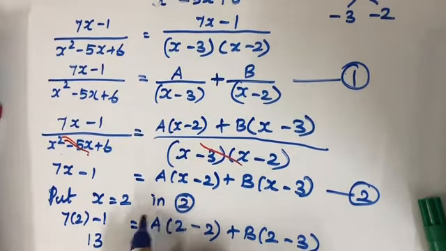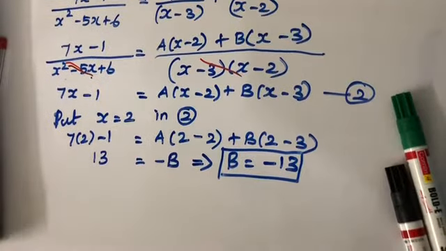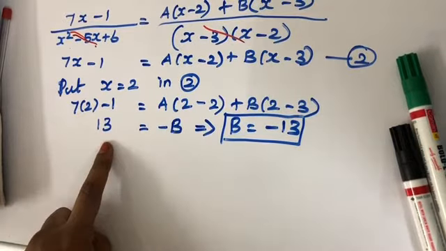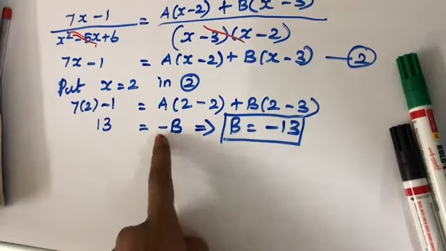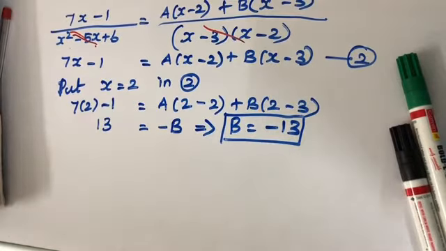Here A into 0, so this term will become 0. B into 2 minus 3, that is minus B. 2 minus 3 is minus 1, so it is minus B. So 13 is equal to minus B, that implies B is equal to minus 13.